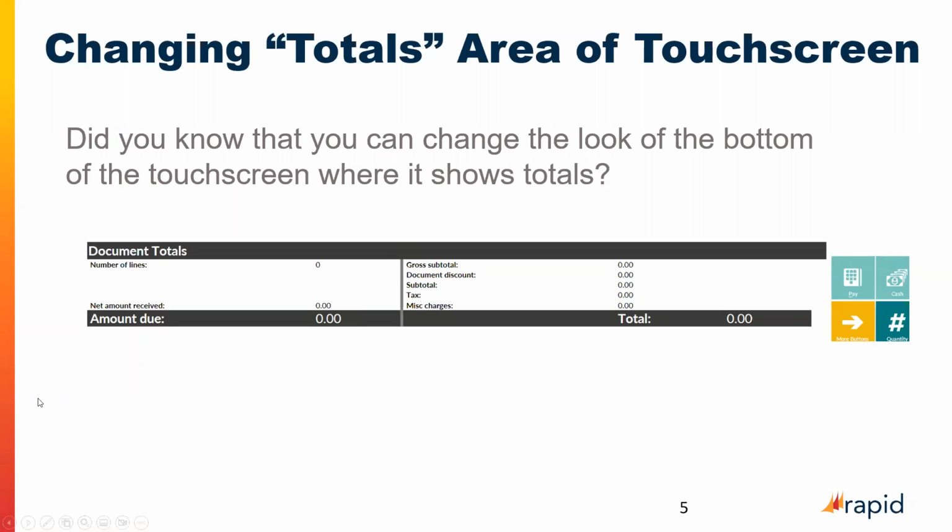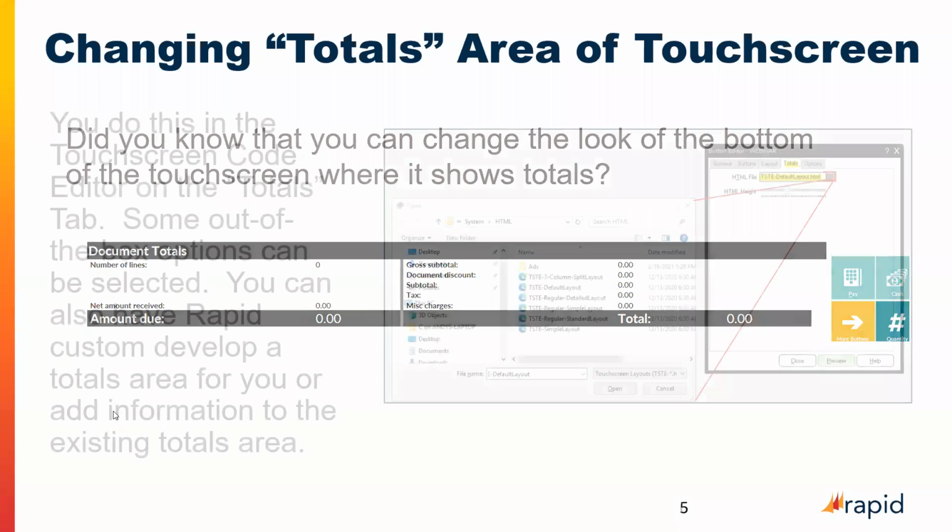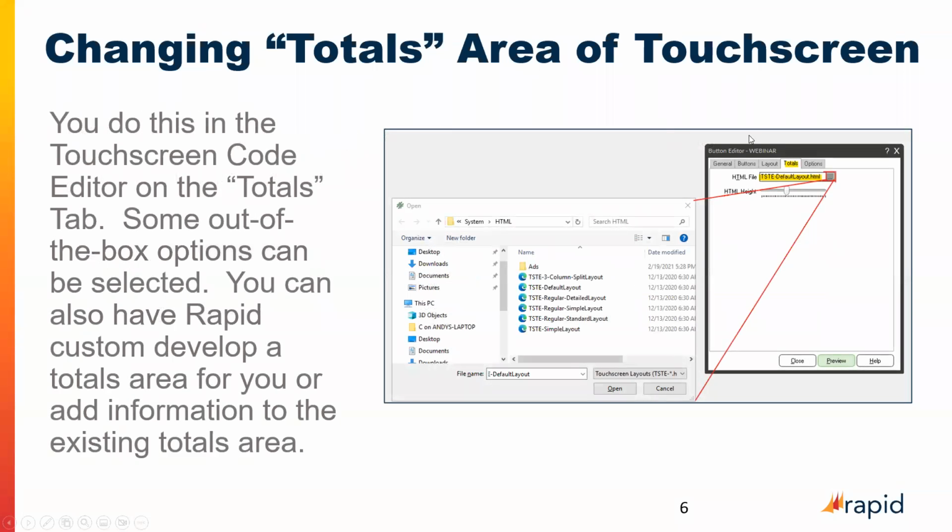There's also some out-of-the-box options. These you do change in the touchscreen button editor. When you go in, you'll see one of the tabs across the top is for totals, and there's some preloaded defaults. Our default layout is the one that your system typically would show, and that could even be the enhanced version that we've already done for particular industries. But any of the other ones that are in that folder, you could try and see how they look. Just click on them in preview, and it will show you what that would look like.